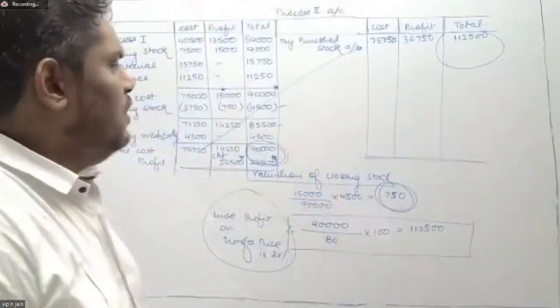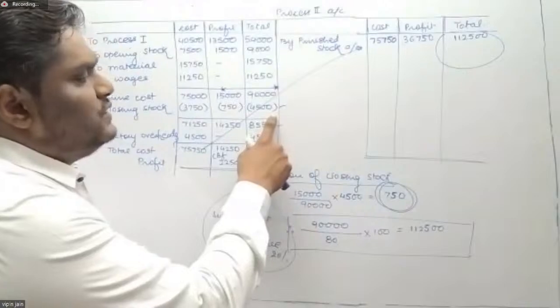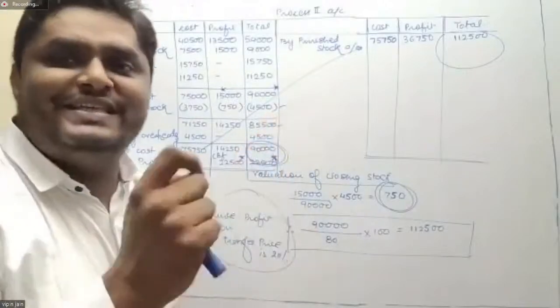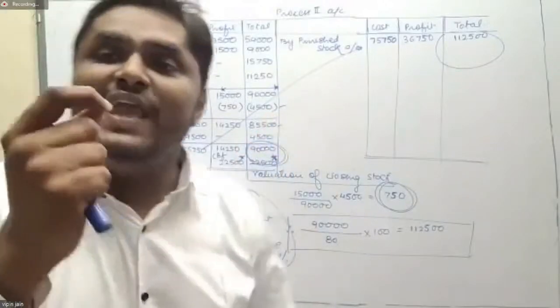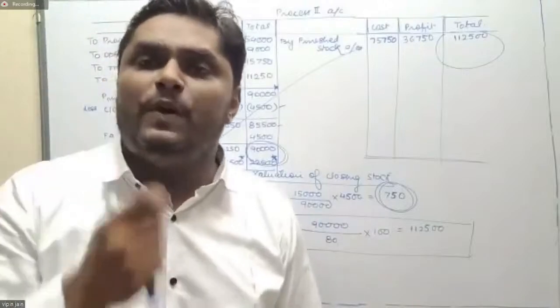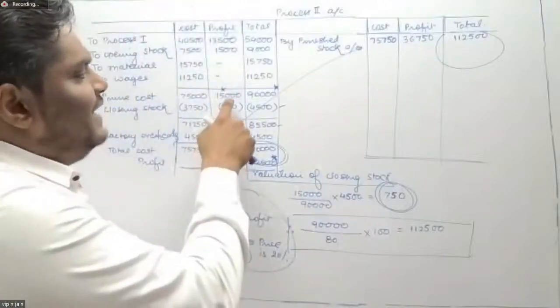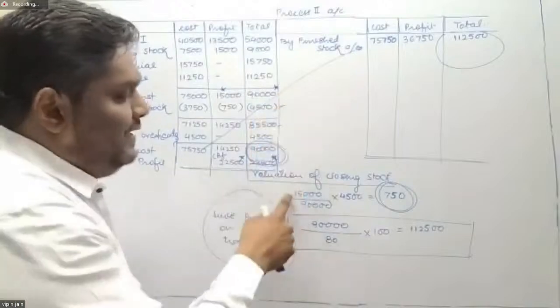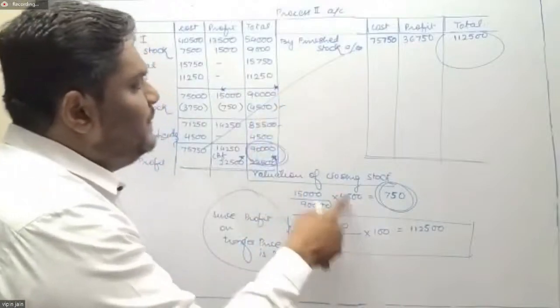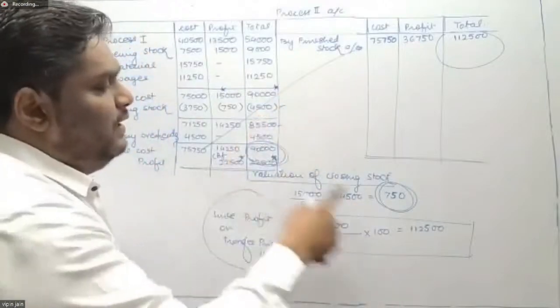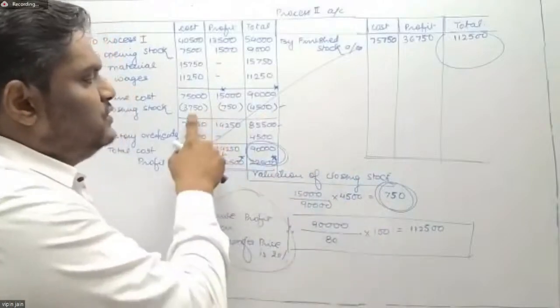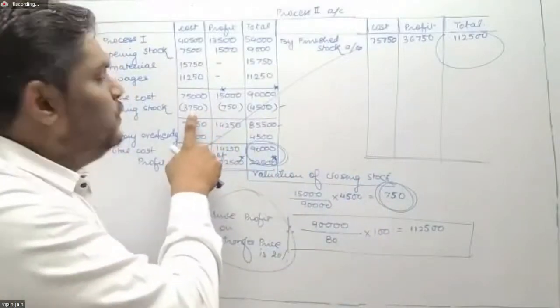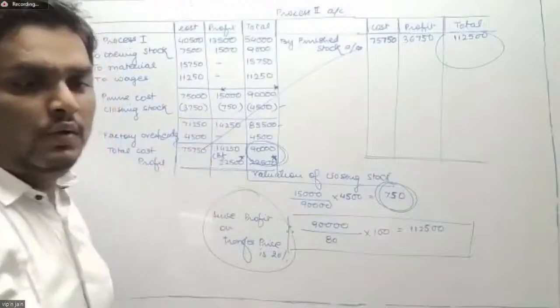How come closing stock? That is the total closing stock is 4,500. That is given in the question. Since we have to calculate the proportionate profit, we can easily say that 15,000 profit is for 90,000. So how much will be the profit for 4,500? Very simple, 750. So this is how we get the cost of closing stock, that is 3,750.